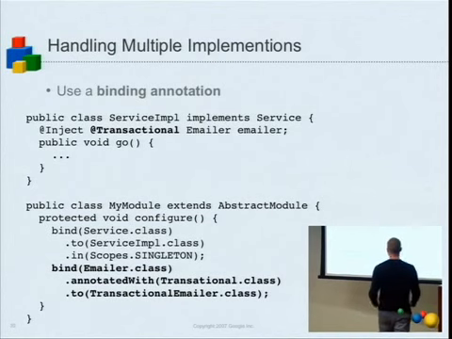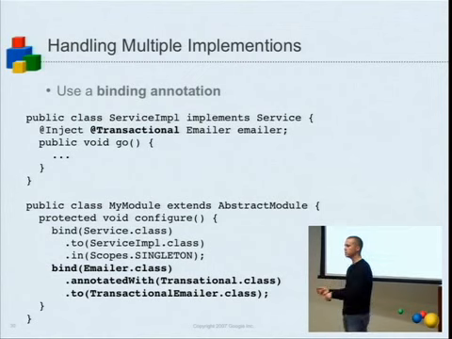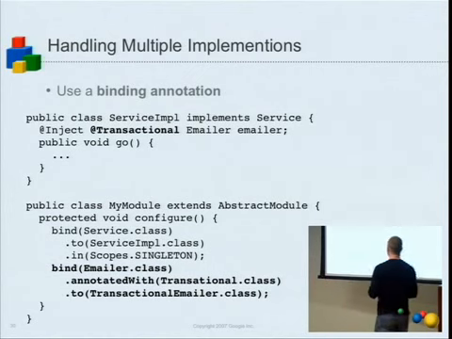So there's some situations where, so far what we've seen, we've had one implementation per type. There's going to be other situations where our application is a little more complex. We're going to have multiple implementations of the same type. So hypothetically, we might have our regular emailer, and then we might have a transactional emailer.